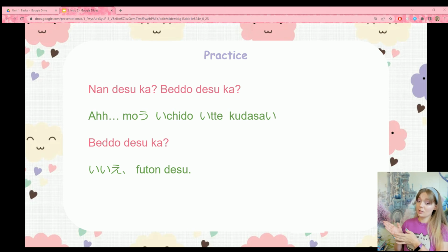Take a look at this sample conversation. I want you to read it in Japanese first, and then translate it into English. What does it mean? It says, Nan desu ka? Betto desu ka? Mou ichido itte kudasai. Betto desu ka? Iie, futon desu. So, what does this mean? What is it? Is it a bed? Can you say it one more time? Is it a bed? No, it's a futon.